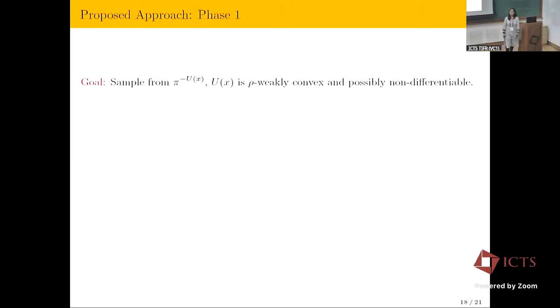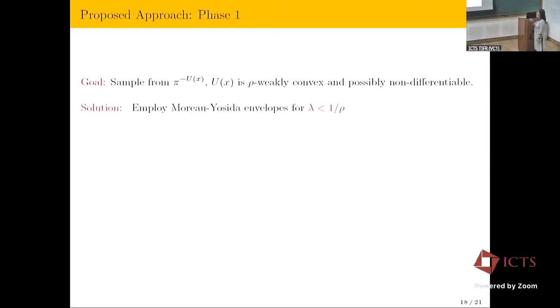Okay, so what is it that we want to do? What's our proposed approach? In phase 1, the goal is still to sample from pi proportional to e to the power minus U of x. Sorry, U of x, though, is rho weakly convex and possibly non-differentiable. This is our problem statement. I still want to sample from pi, but its potential is rho weakly convex and possibly non-differentiable. The solution is to employ Moreau-Yosida envelopes for lambda less than 1 by rho, but we are going to do the accept-reject, the corrected algorithm, because we want to sample from pi, not from some coarse approximation.